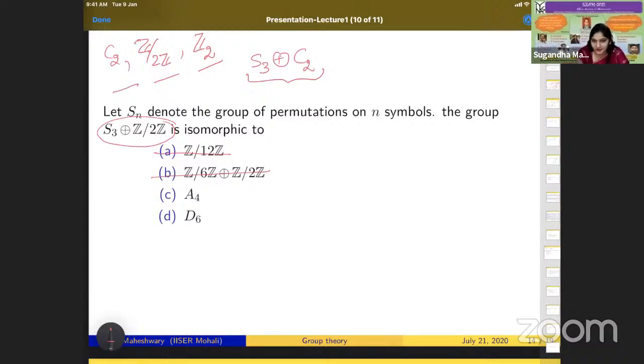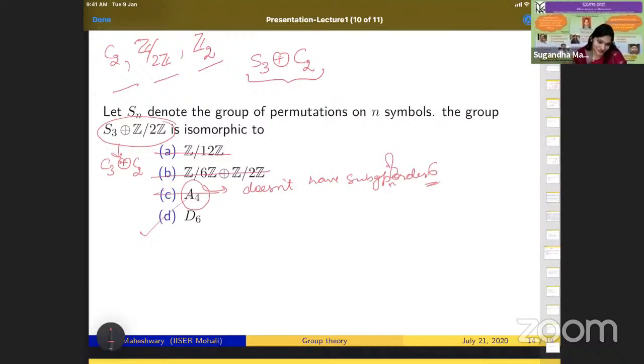So what I do is, about A4, I know that it does not have a subgroup of order 6. But if you look at this group, you have a subgroup of order 3 here, and C3 direct sum with C2 will be a subgroup of order 6. So of course, A4 is not an option, and then you get this, right?